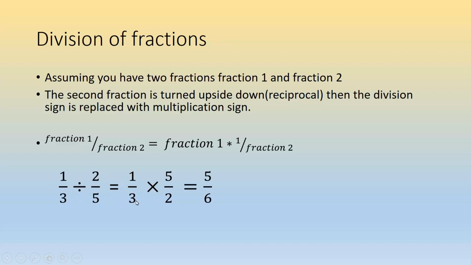We have the first fraction maintaining its state. Then you change your division to multiplication, and then you turn your fraction upside down, the reciprocal. You realize that the 5 is now the numerator, and the 2 is now the denominator. After that, you simply multiply straight away. So you have 5 over 6.